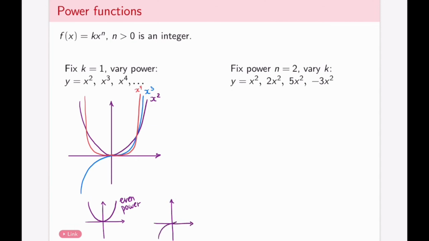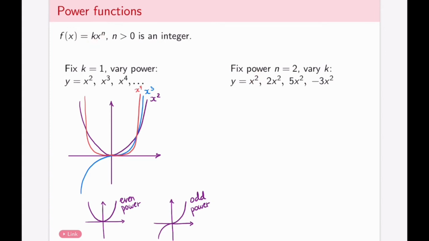And then the other properties to notice are how these functions look like near the origin. The higher the power, the flatter the function, and then away from the origin, the higher the power, the taller or the faster the function grows. On the other hand, we can fix the power. So let's say we fix the power to be square, so we will be looking at parabolas, but vary the coefficient in front of it.